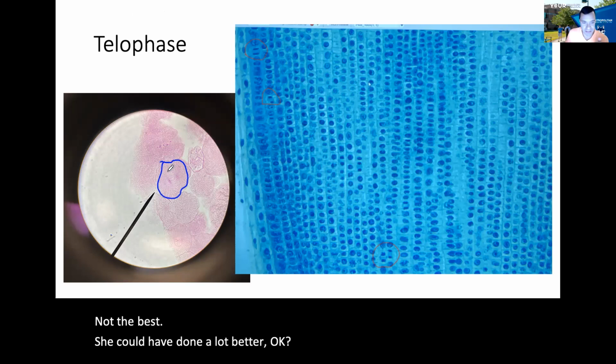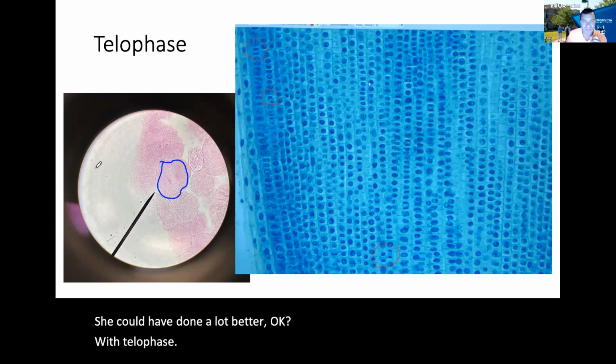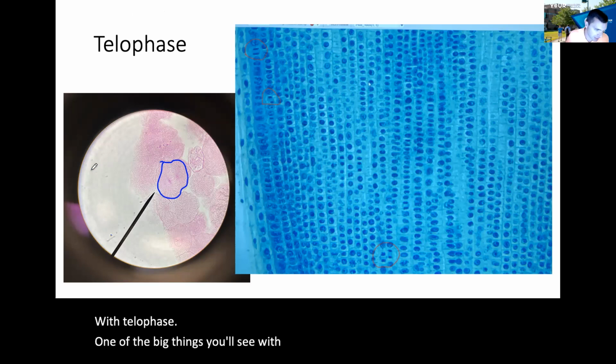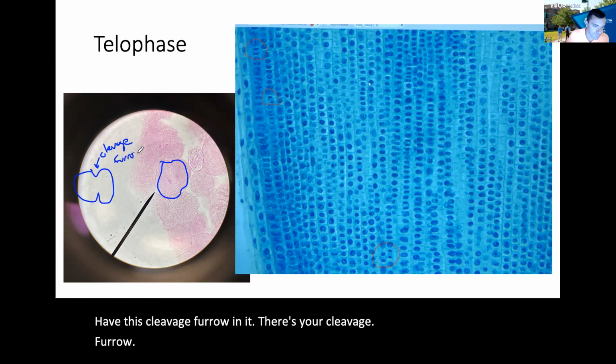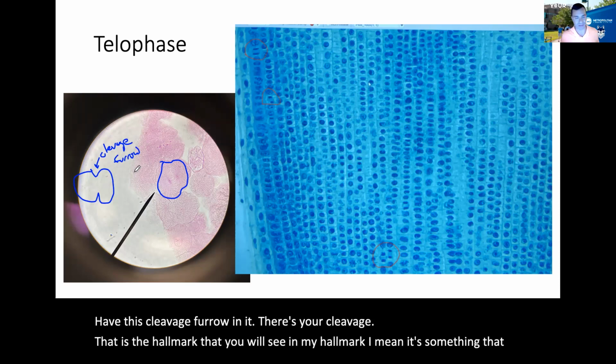With telophase, one of the big things you'll see, guys, is one cell having this cleavage furrow in it. There's your cleavage furrow. That is the hallmark that you will see. And by hallmark, I mean it's something that is always associated with it.